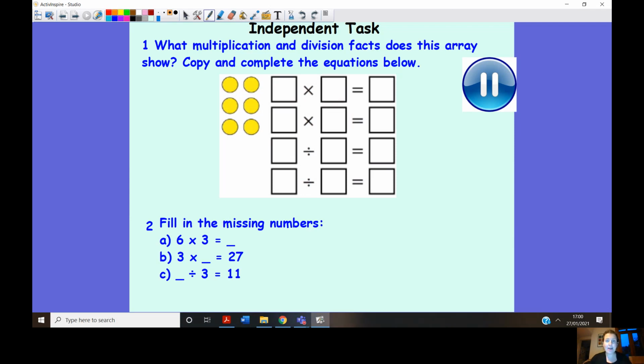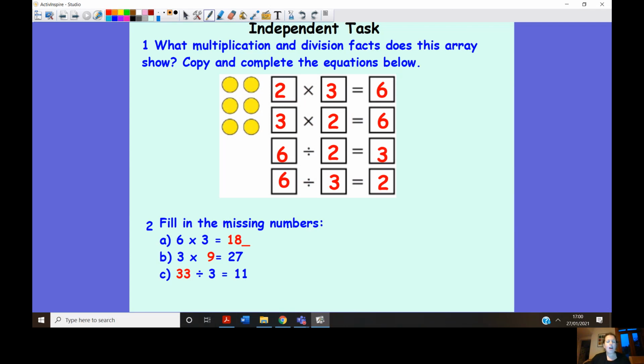Okay, fantastic. Let's have a look at some answers then. Okay, so this is a simple array that we're showing. It's got 3 rows. It's got 2 columns, 3 in each column, 3 rows, 2 in each row. And then obviously that's showing your inverse. And then here are your equations. 6 groups of 3 is equal to 18. 3 times 9 is equal to 27, and 33 divided by 3 is equal to 11.